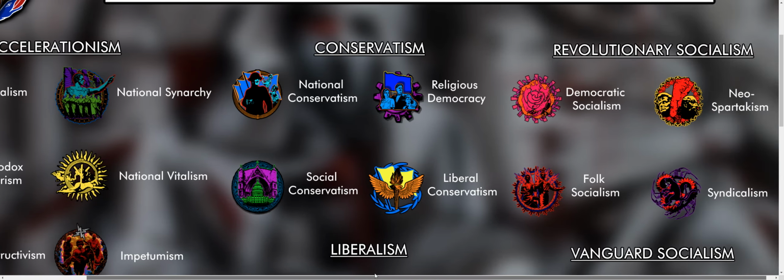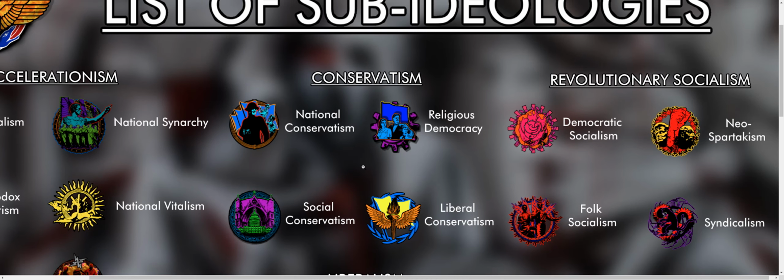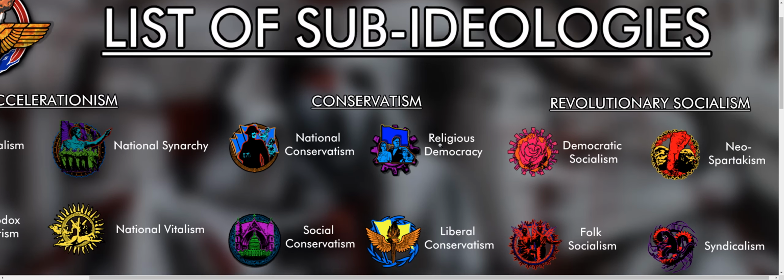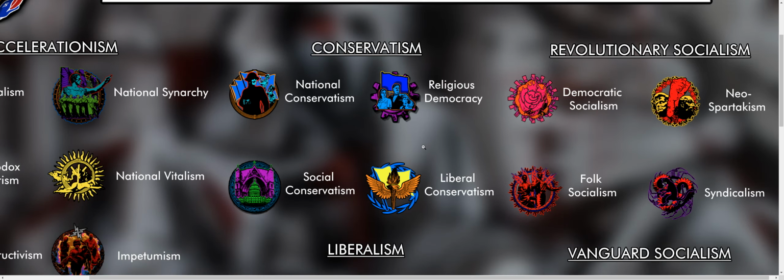So they're religious, but not too religious. It's all about moderation. Everything in moderation, as many people say. They've got liberal conservatism, which is conservatism, but we like liberalism as well. We don't mind the libs. That's basically what liberal conservatism is.